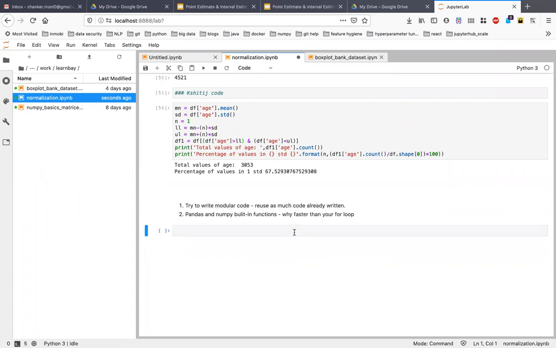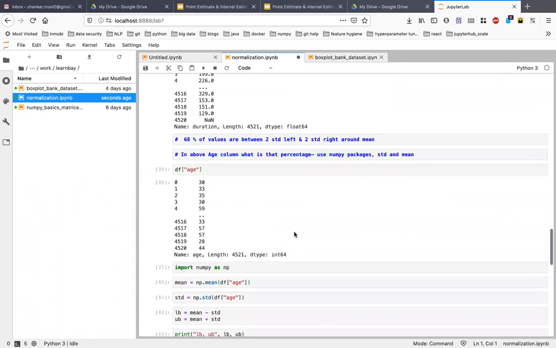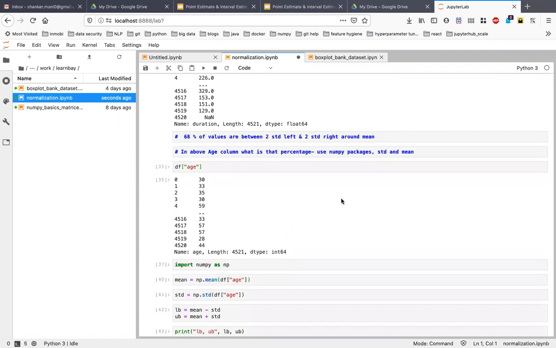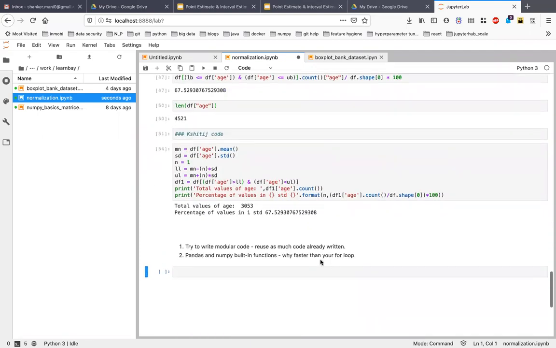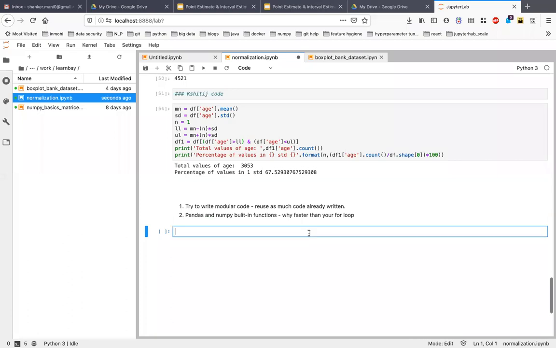So I'll upload this one so that you guys can refer to the answer again also. So keep practicing. How do you slice? How do you dice? How do you select some row?